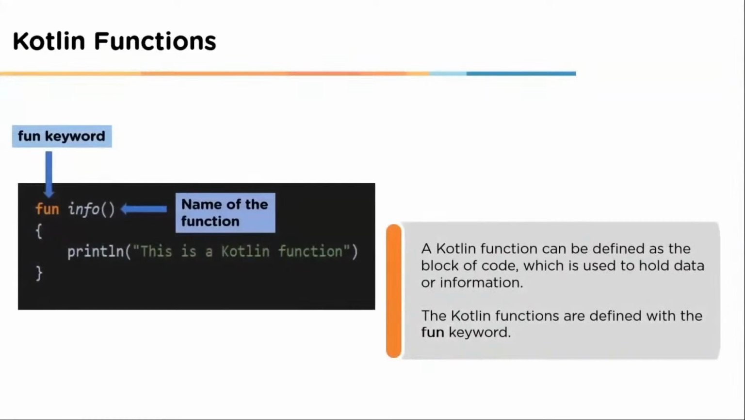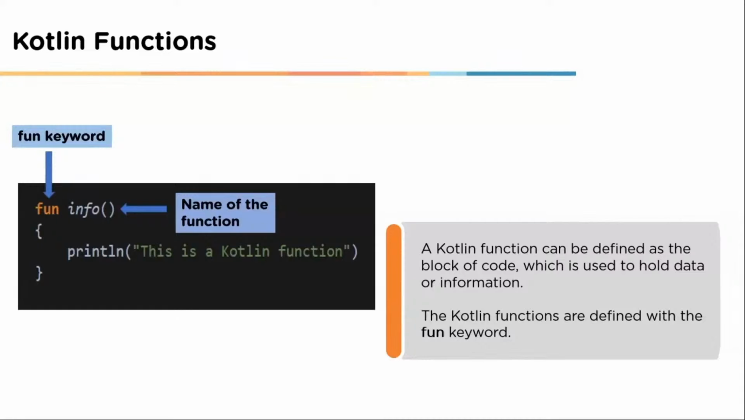Kotlin functions. Functions in Kotlin are very much similar to functions in Java. There are some minor differences between them. So let's have a look at them. A Kotlin function can be defined as a block of code which is used to hold the data. This block of code has a name and is defined with the fun keyword. For example, as we can see, fun is the keyword here and info here is the name of the function.